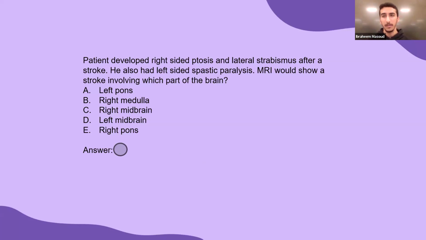So right side ptosis, guys. Right side ptosis, what is it? Okay, C, that's absolutely correct. But how do you know it's C? That's right, C. How do you know it's C? Why right midbrain?